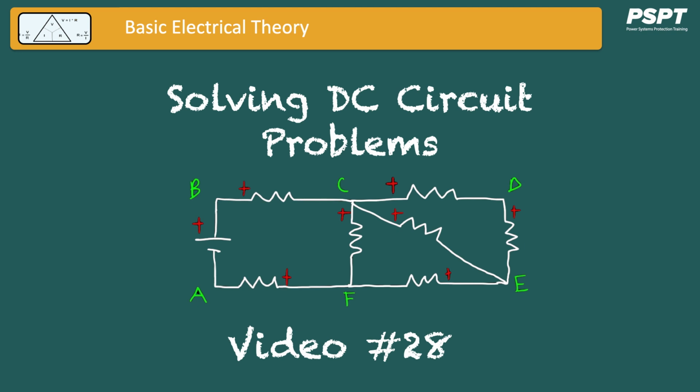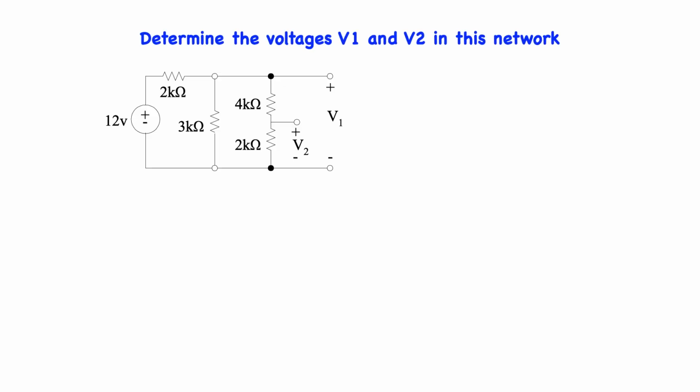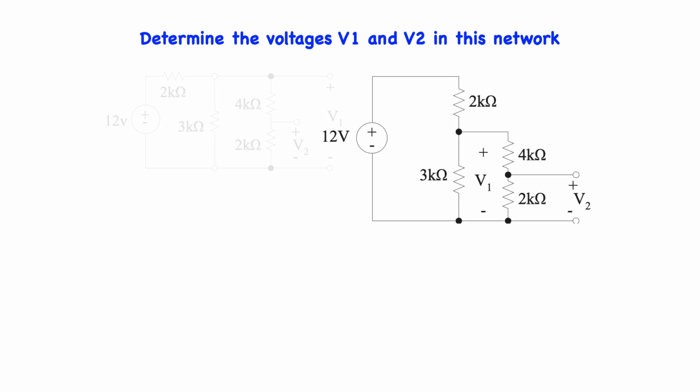Video number 28. Solving a DC circuit problem. As in most cases, there is more than one way to find a solution. Another way would be to use Ohm's law to find the currents flowing in the areas of V1 and V2. We start the same way as before, by redrawing the original network.